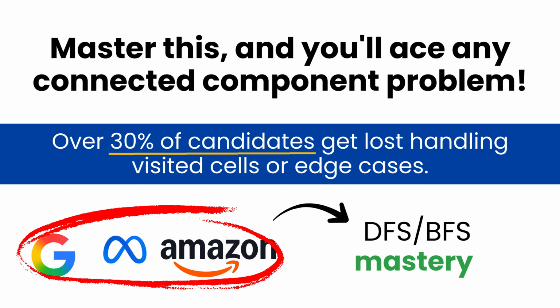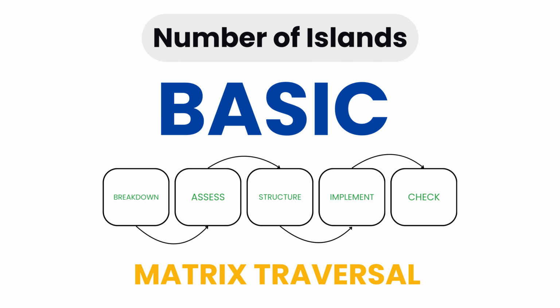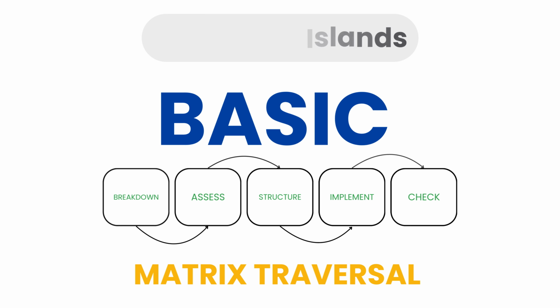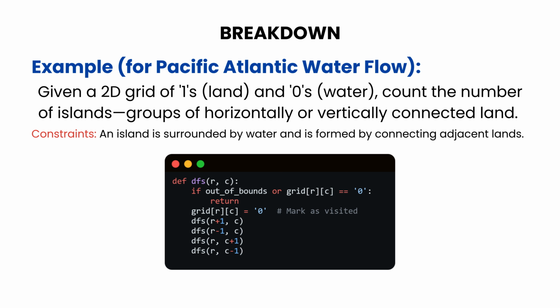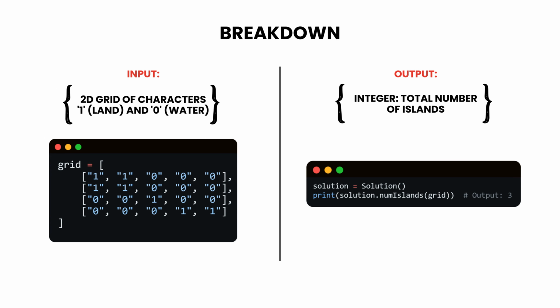Let's solve Number of Islands using the basic method, breaking down the problem step by step, so you can handle any matrix traversal with confidence. Given a 2D grid of ones, land, and zeros, water, count the number of islands, groups of horizontally or vertically connected land. An island is surrounded by water and is formed by connecting adjacent lands. Input: a 2D grid of characters 1, land, and 0, water. Output: an integer, the total number of islands.